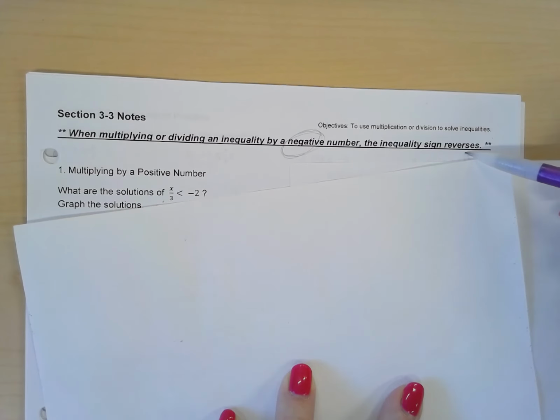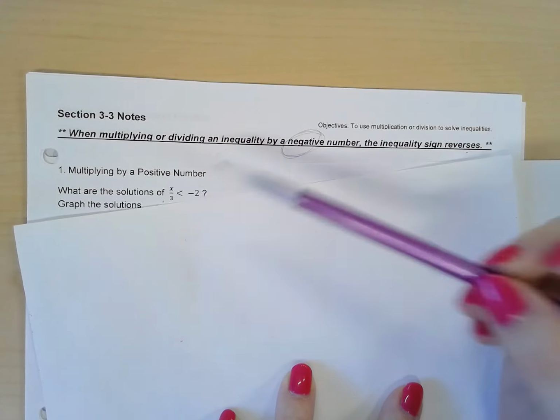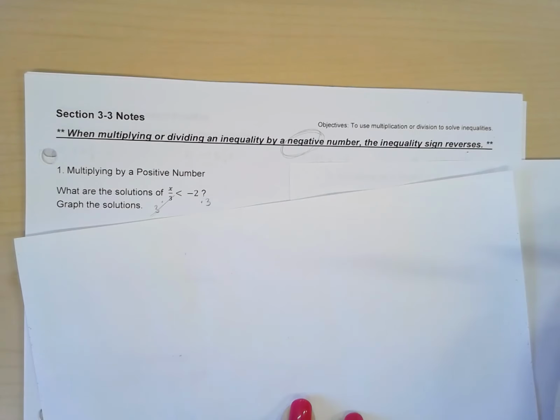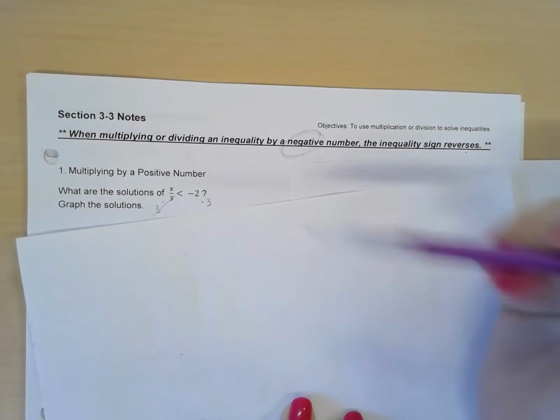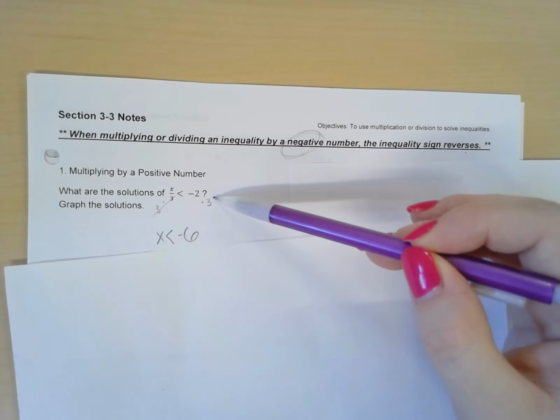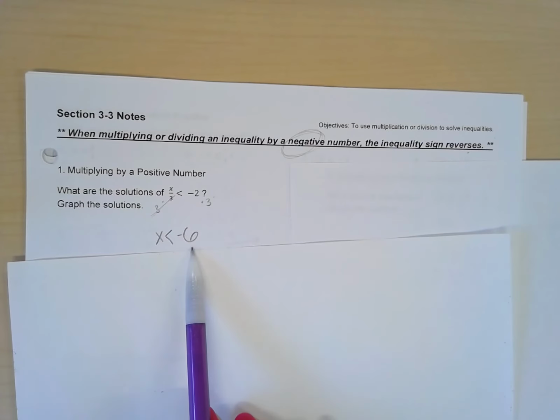So number one, it says multiplying by a positive number. What are the solutions of x divided by 3 is less than negative 2? Graph the solutions. So again, I want to get x by itself. To undo the divided by 3, on both sides, I'm going to have to multiply by 3. On this side, that just cancels out the 3's, leaving just x. And on the other side, I do negative 2 times 3, which is negative 6. So x is less than negative 6.